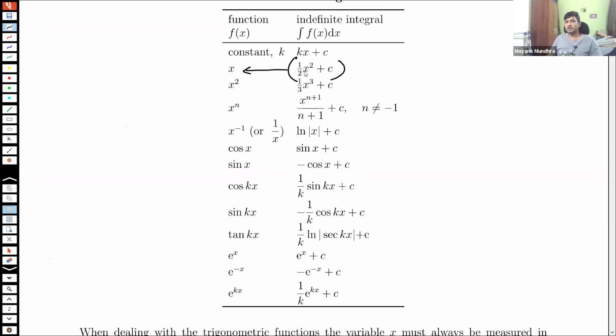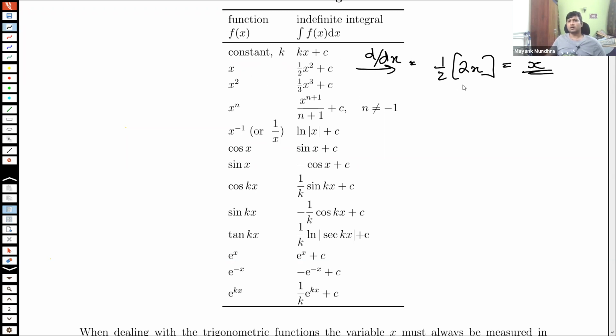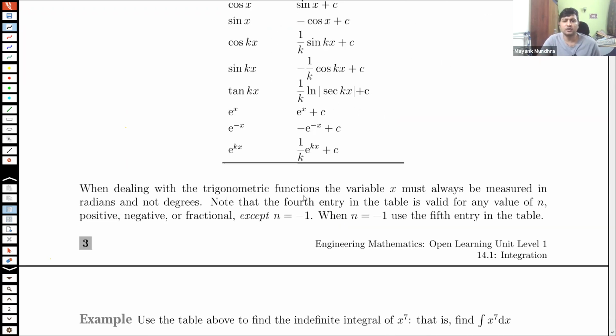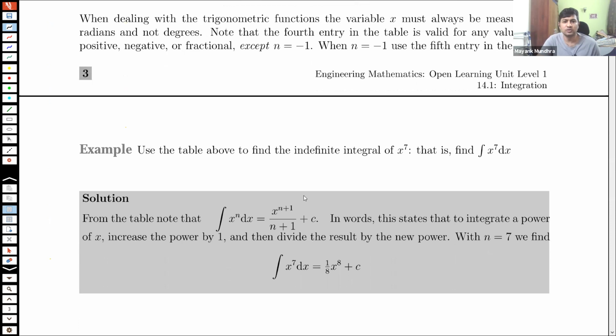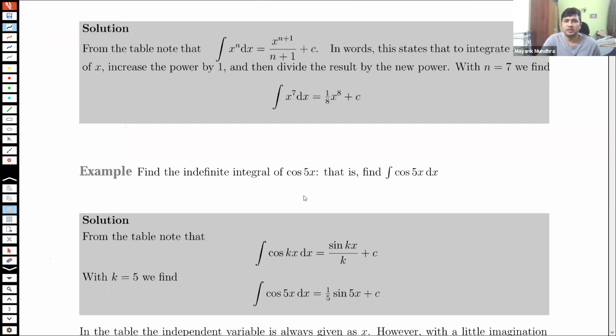If I differentiate half x squared plus c, d by dx is going to be half times the differentiation of x squared, which is 2x, and c will die out because it's constant, so it's just going to be equal to x. So these are your different integrals which might come in handy when you do the problems mentioned in these notes. With time, you will be able to deduce them or even remember them.